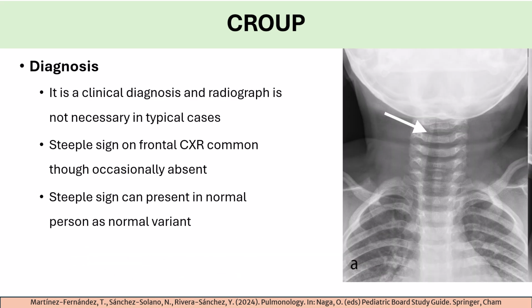Croup is a clinical diagnosis. You hear the barking cough, you make your diagnosis. No need to order a chest x-ray. A steeple sign can be seen in cases of croup, or can be absent in croup. Also, it can be seen as a normal variant in a normal person without croup.